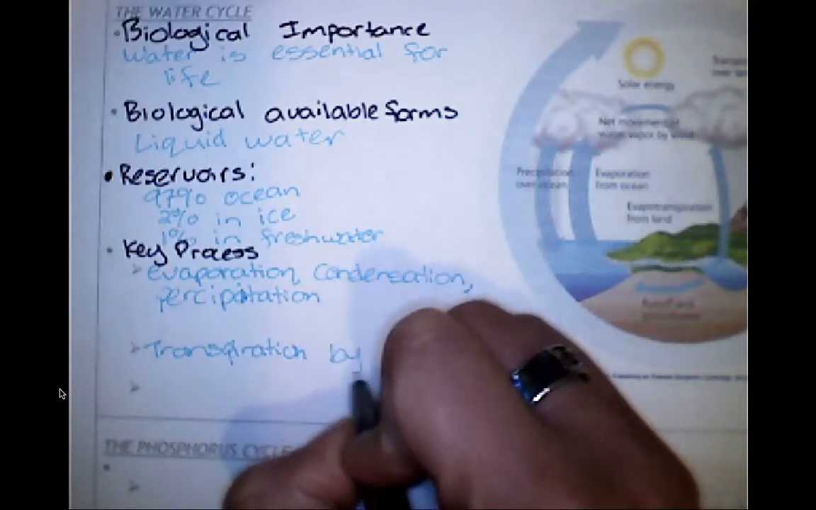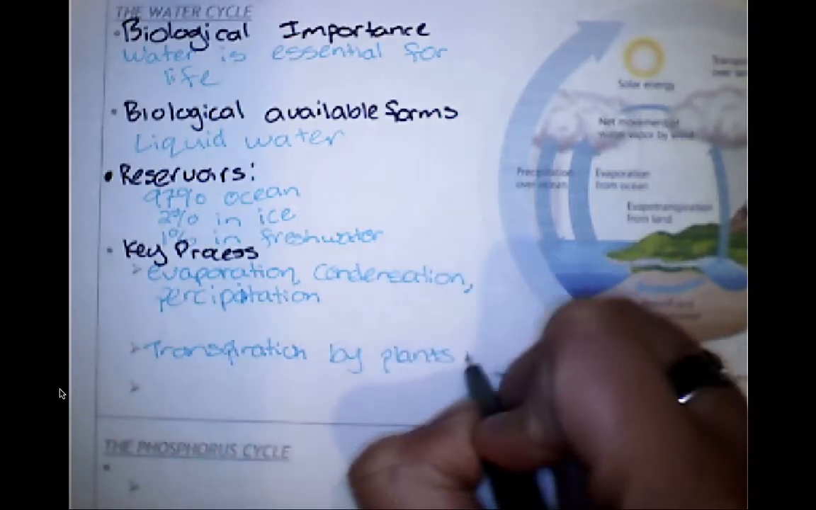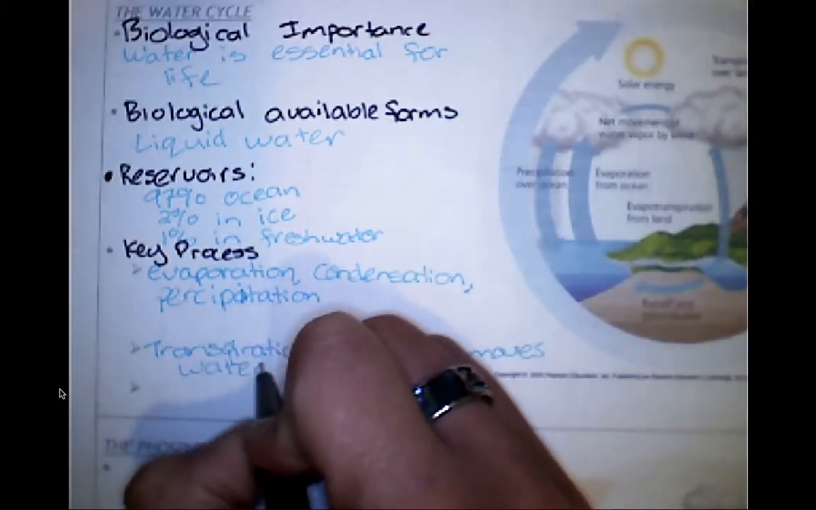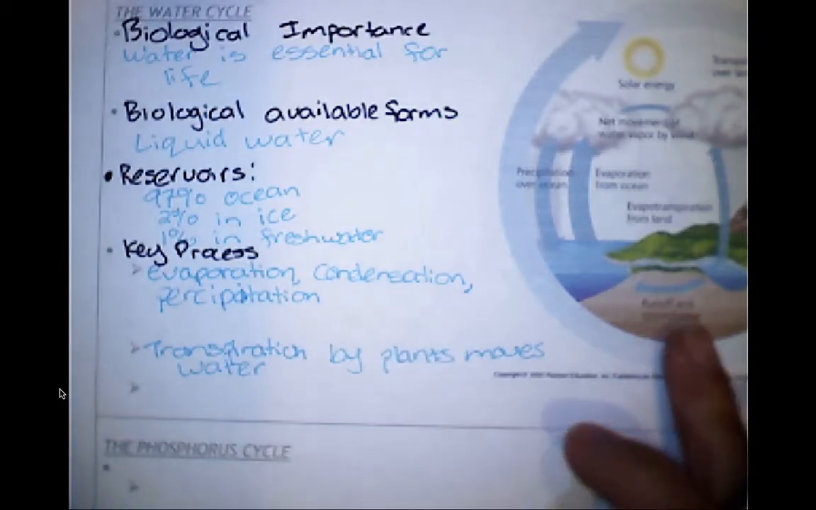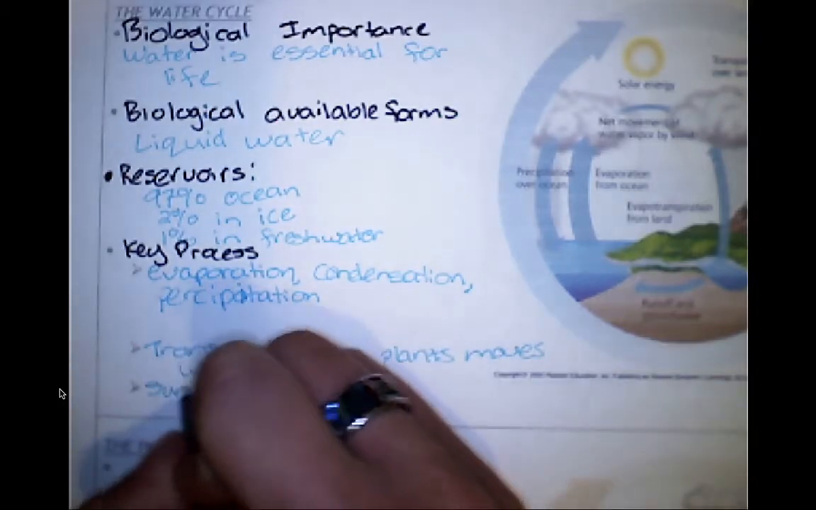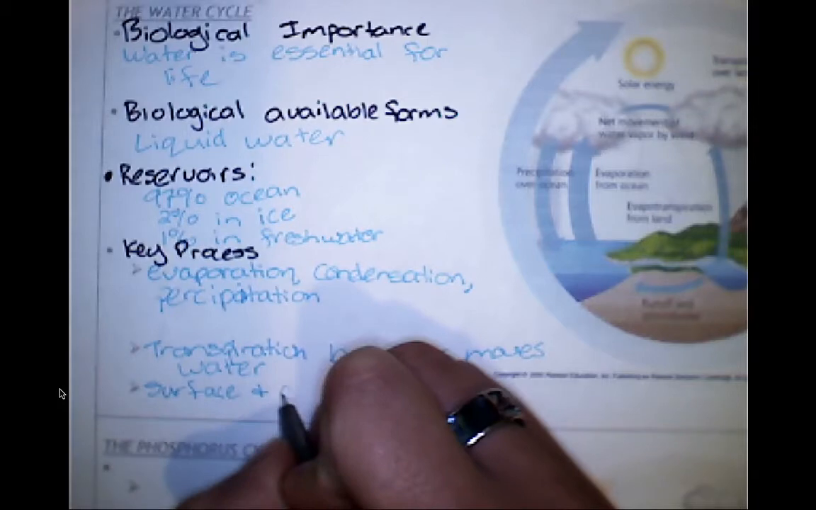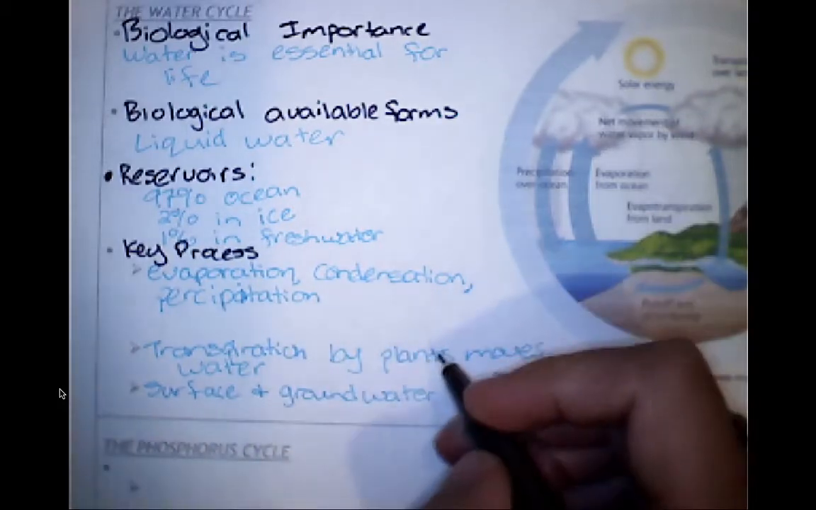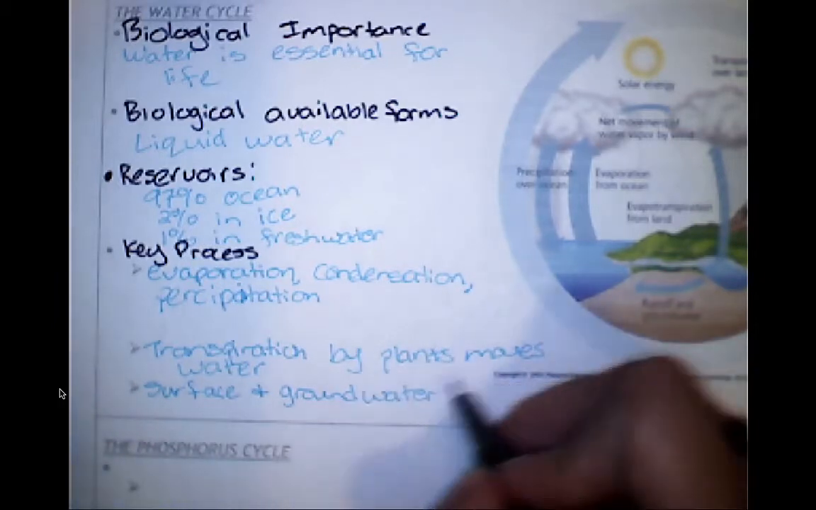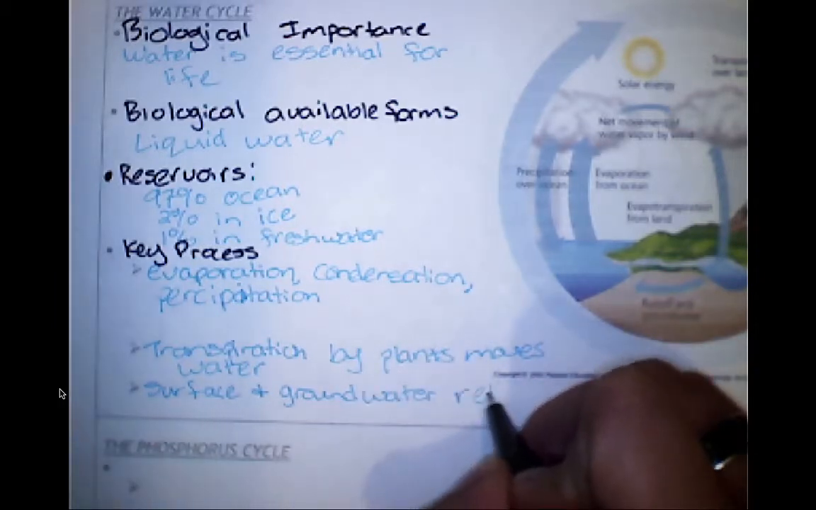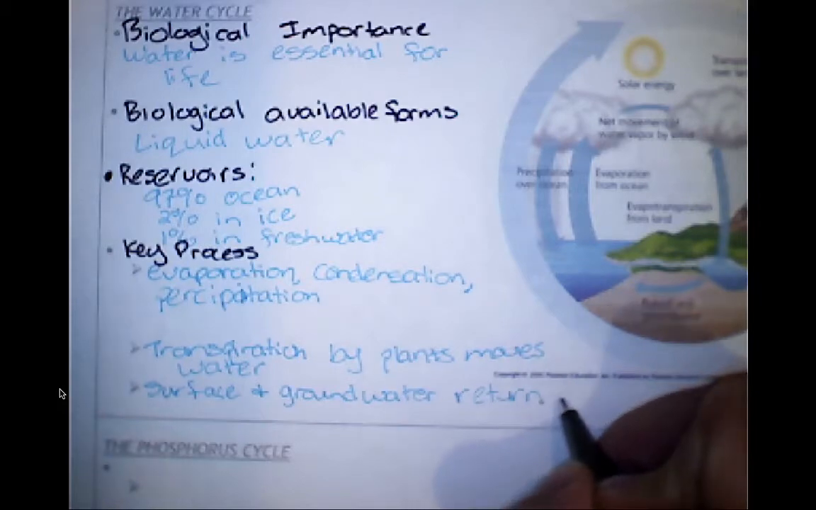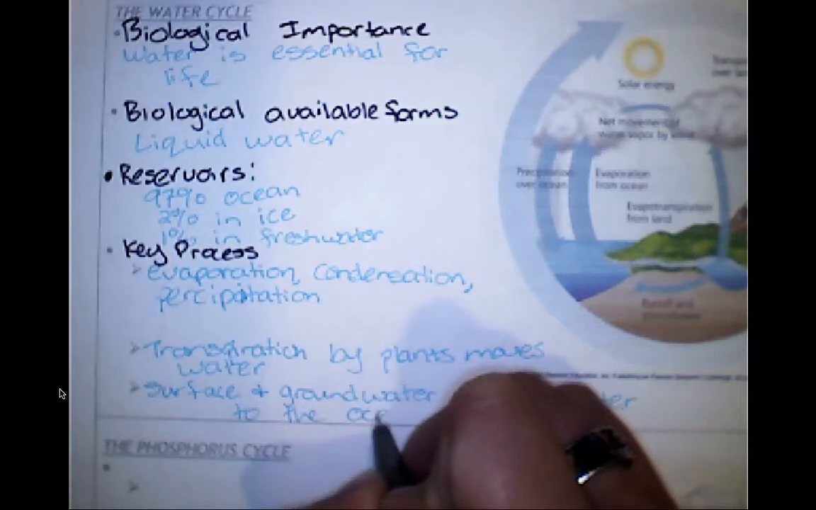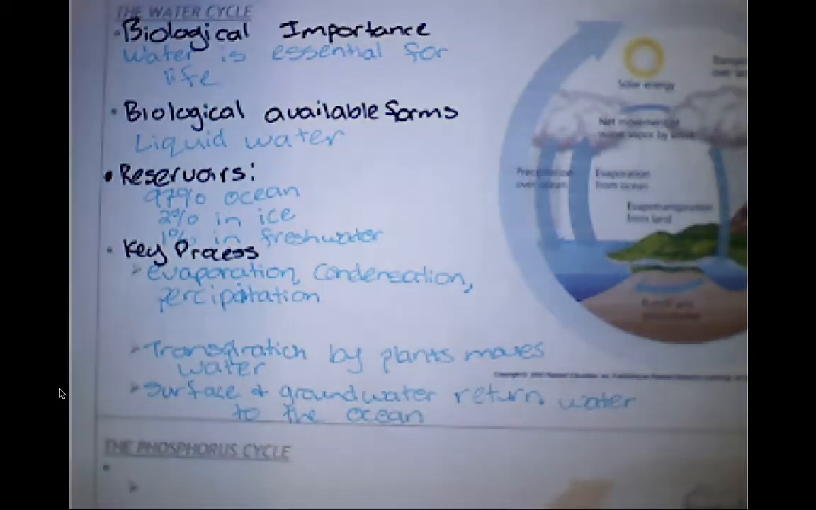Transpiration by plants moves water. And then you're also going to have surface and groundwater returning water to the ocean. So these are ways that water can move around. Okay, probably the easiest cycle to understand.